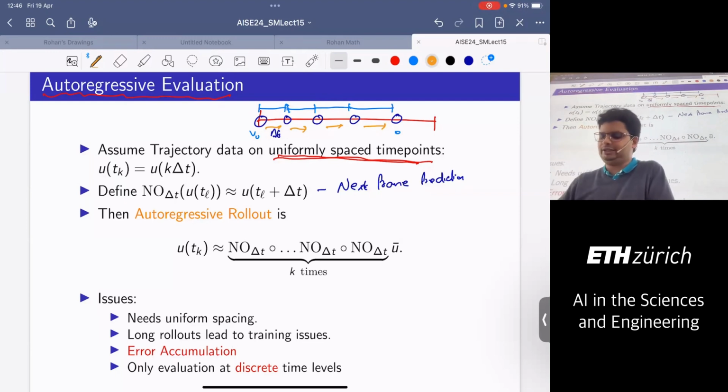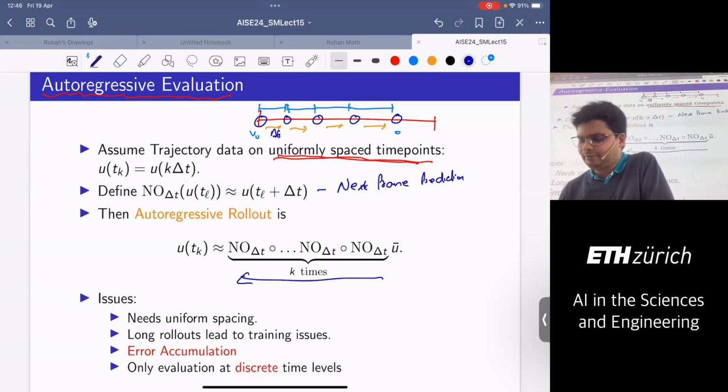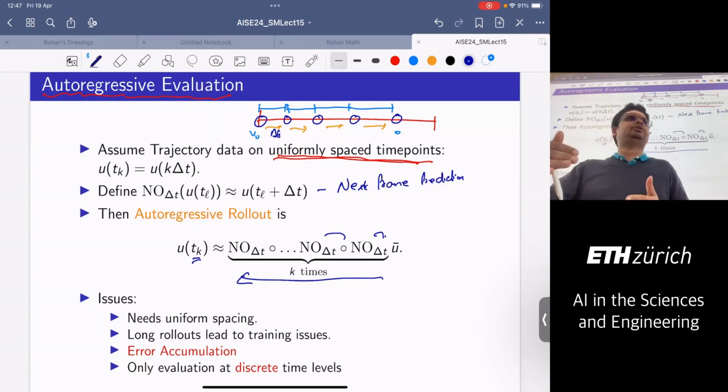And so this is exactly what I just said. In formulas, this is exactly this. If you want to predict at time t_k, what you have to do is apply it one time, then two times, and you have to do this k times. So if you do it iteratively, then you are able to evaluate it. Okay, is this clear now?